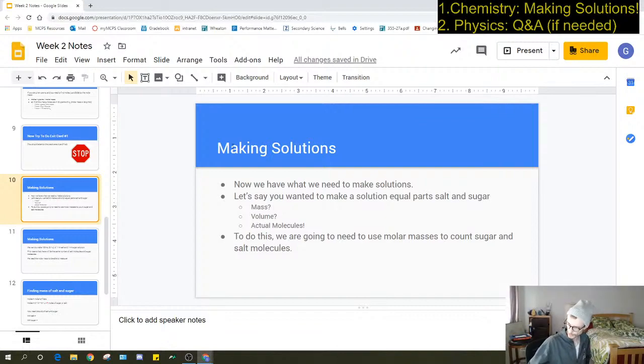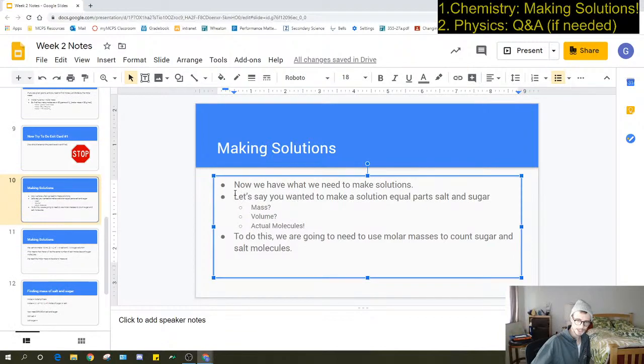So let's imagine you wanted to make a solution that was equal parts salt and sugar. Now, we use that kind of language in everyday life. Oh, equal parts of whatever, this and that. When mixing together liquids, or sometimes as parts of recipes, equal parts, you know, oil and hot sauce or something. But what do we really mean when we say equal parts? Do we mean equal volumes or equal mass?